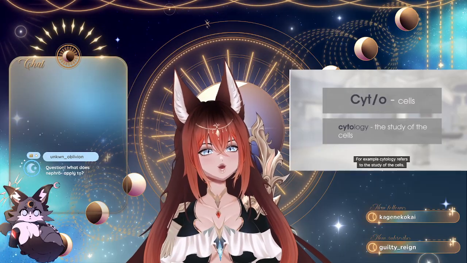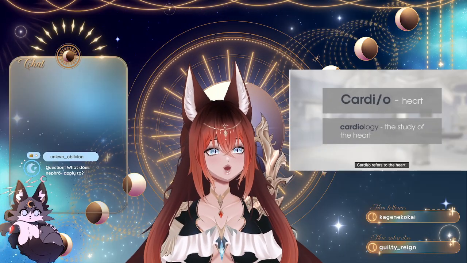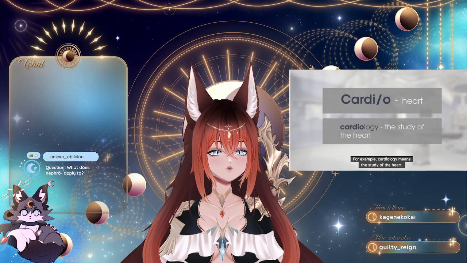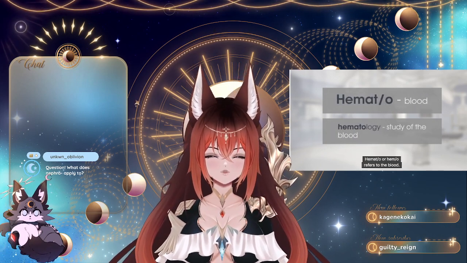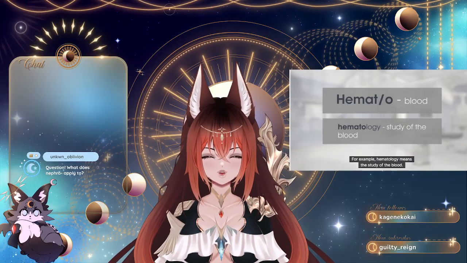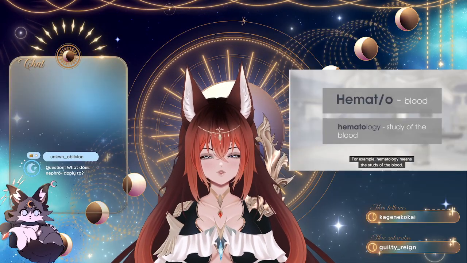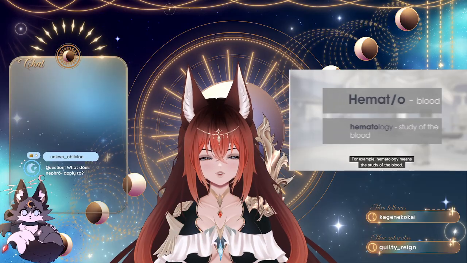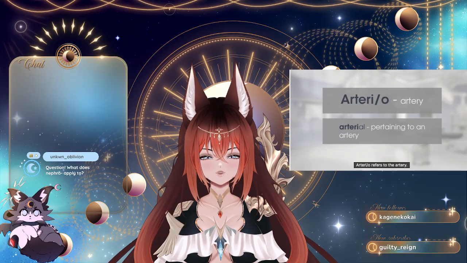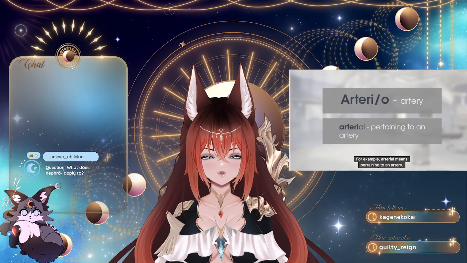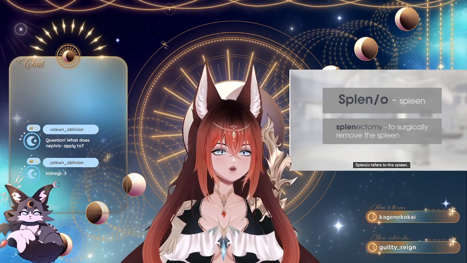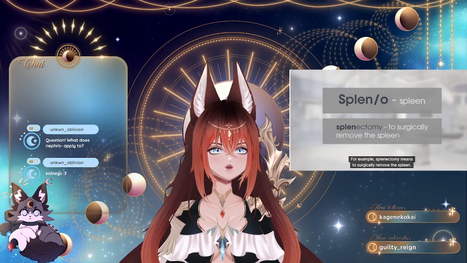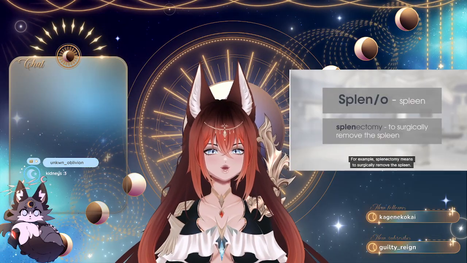Question, what does narrow apply to? Cardio refers to the Neuro? heart. For example, nephro? cardiology Neph- means the study of the heart. I don't know. Hemato I'm or learning. hemo refers to the blood. For example, hematology Nephro? means the study of the blood. Arterio refers to the artery. For example, arterial means Isn't that pertaining the to an kidneys? artery. Yeah. I was like, my brother has Spleno kidney refers disease. to I the should know spleen. that. For example, splenectomy means to surgically remove the spleen.